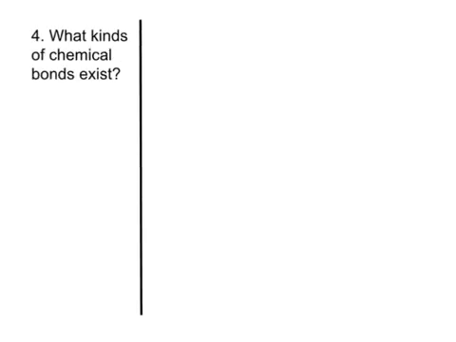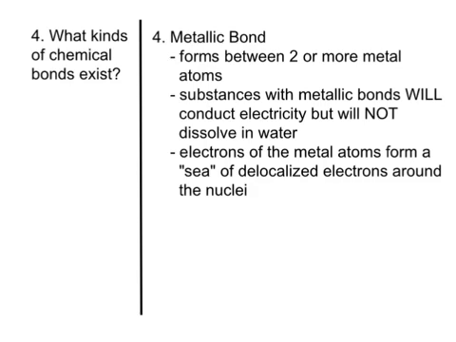All right, our last and final question for these notes is what kinds of chemical bonds exist? So here we're going to actually look at the meat of this unit, and as we go through this unit, we're going to dissect each of these kinds of chemical bonds. The first kind of bond that we're going to cover is called a metallic bond.